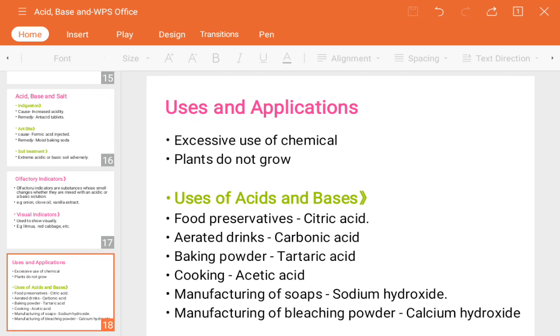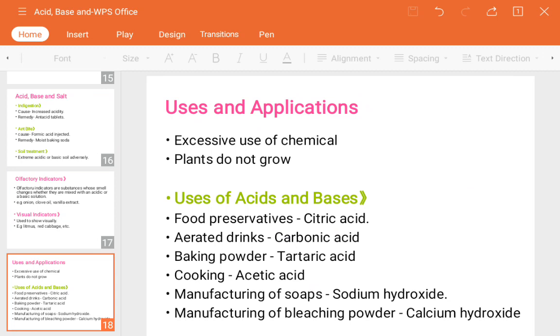If the range is less than 7, it indicates that the particular solution is acidic. Some pH meters are available in the market. Next, if the pH is greater than 7, it indicates a base. In such conditions we can use the pH meters available in the market. Next, to check the pH of the soil, what can we do? If excessive use of chemical fertilizers occurs, it changes the pH of the soil. We have seen that the soil solution will become basic.